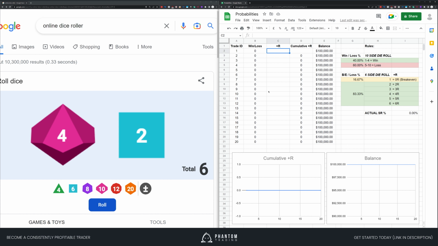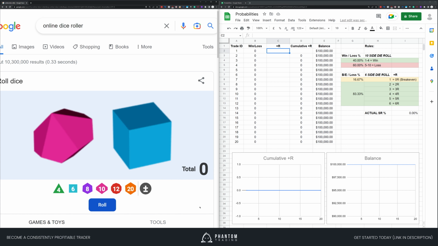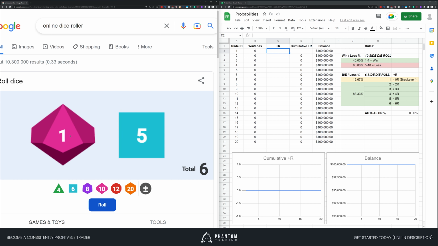So let's start with this. So starting off, we have our first roll here. We have a 1, right? So that means that we've won, right?